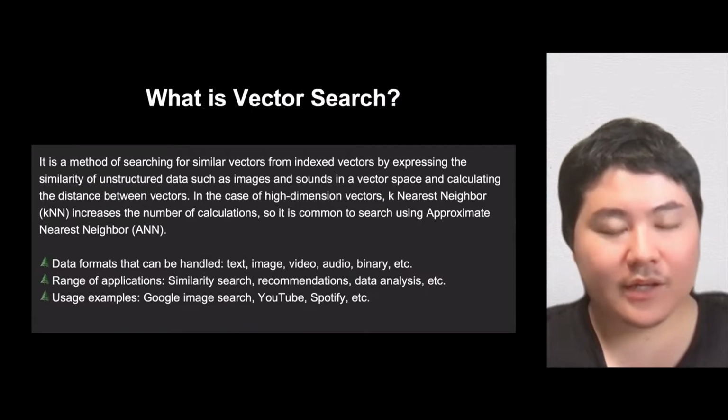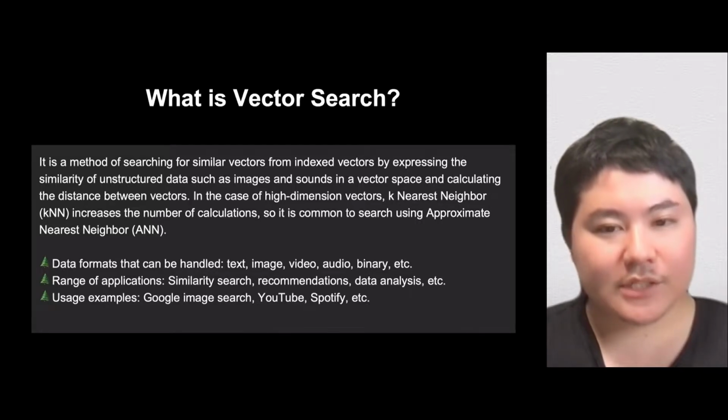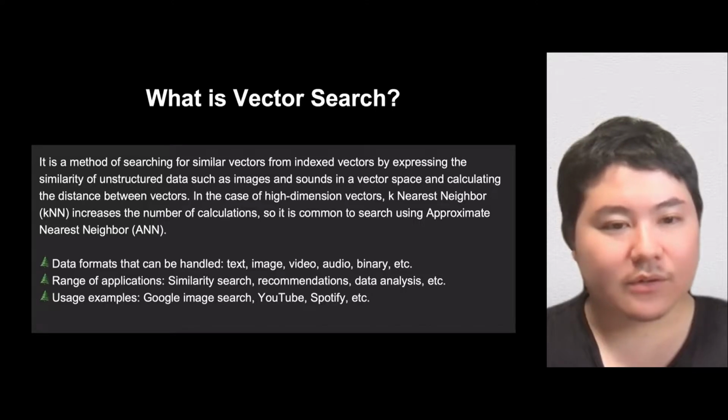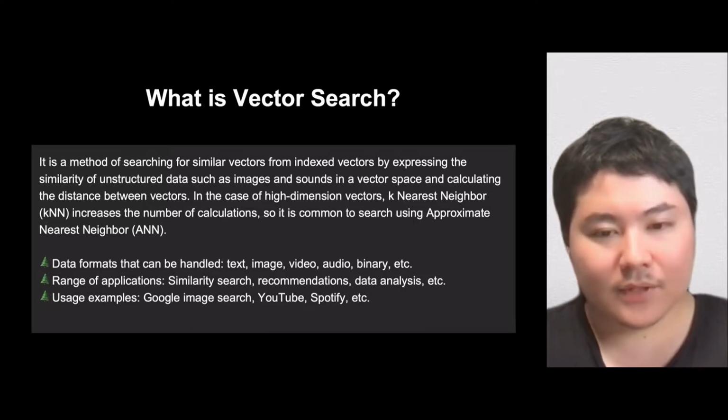Now, a quick overview of vector search technology. More and more data usage is on the rise. Vector search technology is a method of searching for similar vectors from index vectors by expressing the similarity of unstructured data, such as images and sounds, in a vector space, and calculating the distance between vectors. In the case of high-dimension vectors, KNN increases the number of calculations, so it's more common to use ANN.